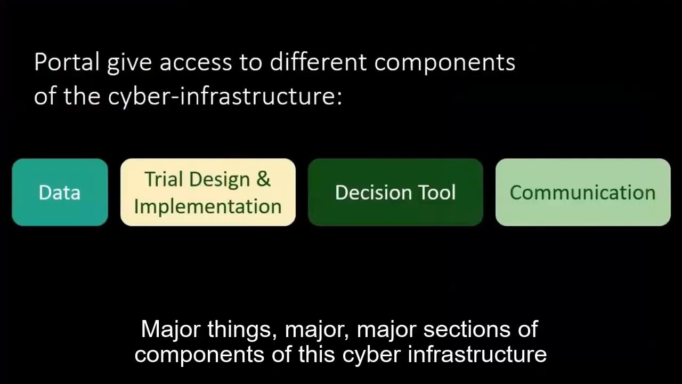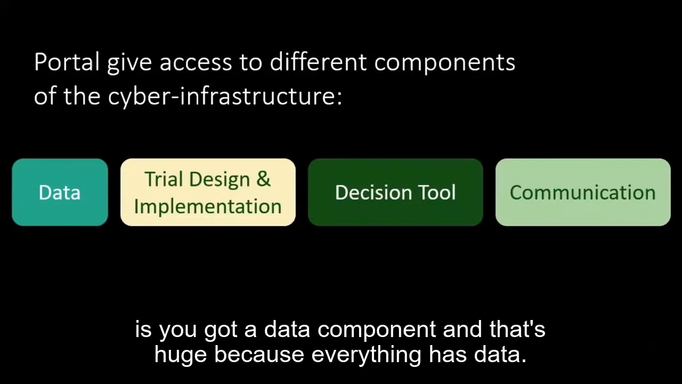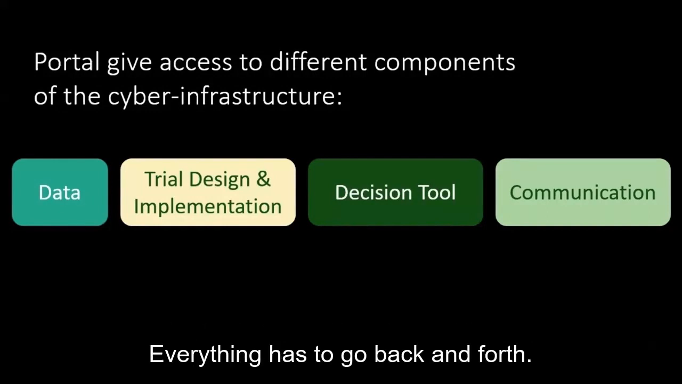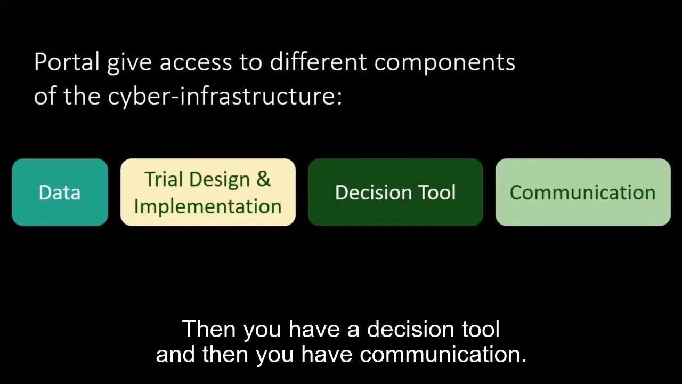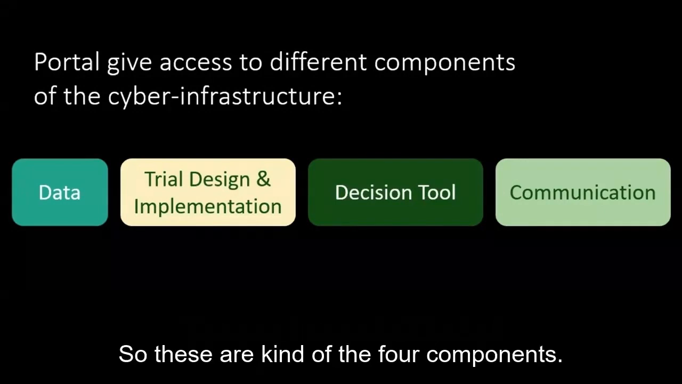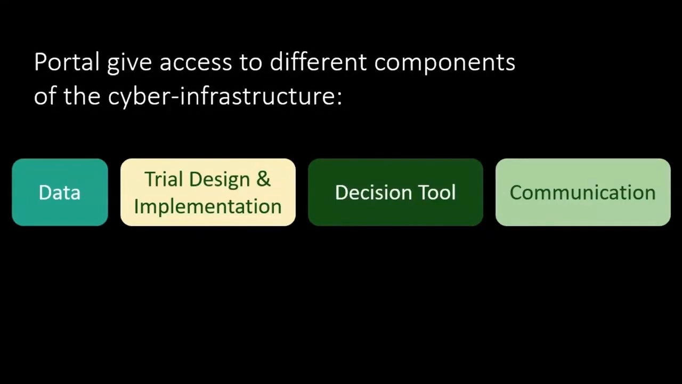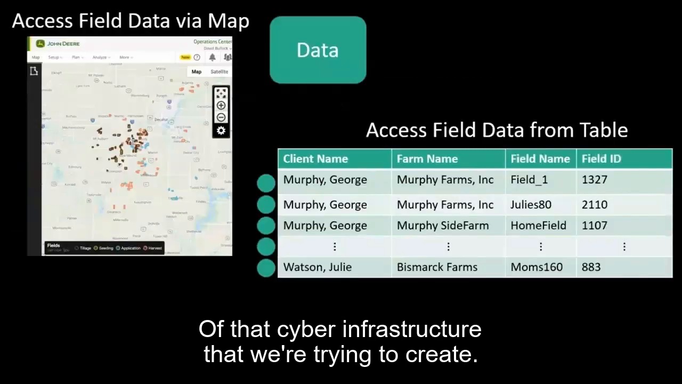Major sections of components of this cyber infrastructure: you've got a data component. That's huge because everything has data. Everything has to go back and forth. Everything's connected. Then trial design and implementation. Then you have a decision tool. And then you have communication. So these are the four components of the cyber infrastructure that we're trying to create.